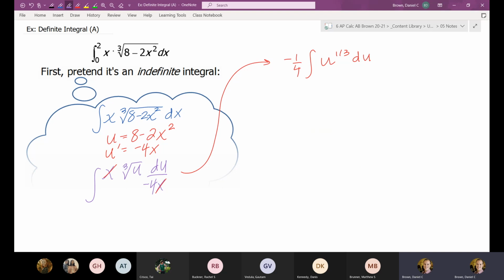So that negative 1/4 is a coefficient, so I'm going to carry it down. And then go ahead and find the antiderivative. U to the 1/3, add 1 to the exponent, divide by that new exponent. There's my plus c, and then of course my u is 8 minus 2x squared. Can leave my answer like that. I'm going to go ahead and simplify it as negative 3 over 16, 8 minus 2x squared to the 4/3 plus c. Now we're technically not done.